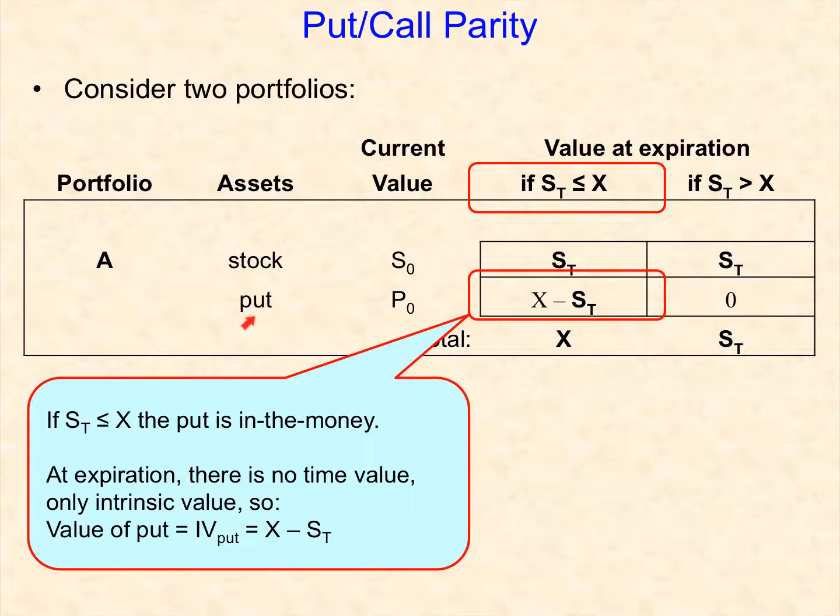Now we examine the value of the put option at expiration if the stock price is lower than X. We know that put options are in the money when the stock price is lower than the exercise price, and so at expiration, the put option will be worth its intrinsic value, X minus S sub t. The option is at expiration, and so it has no time value. Only intrinsic value remains.